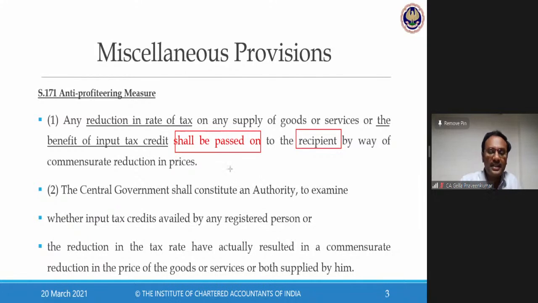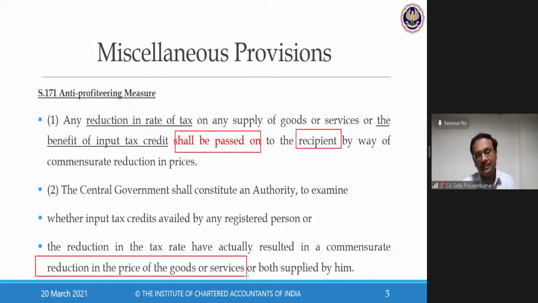Now, the government shall constitute an authority to examine whether input tax credit availed by the registered person, or the reduction in rate of tax, actually resulted in a commensurate reduction in the price of goods. Now, this is one fantastic aspect where the reduction in price of goods and services will be examined by the authority.